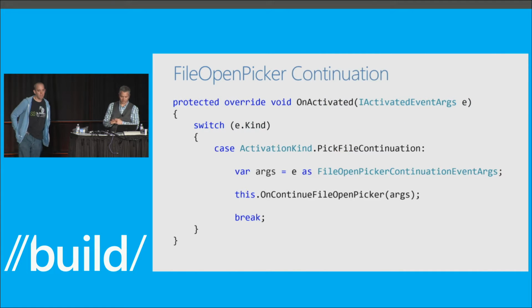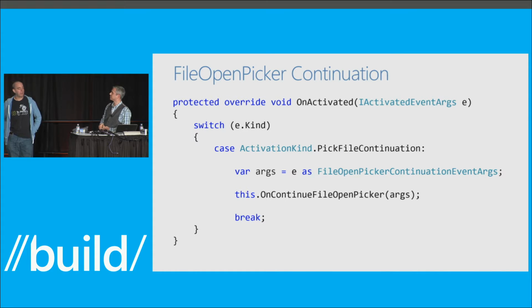So in the onActivated method, you are going to have to switch on the kind of activation that you've got. And so we can determine whether or not we've been activated for a file picker continuation. And here we're going to basically pass our event args into a method that we've written called onContinueFileOpenPicker. The onActivated method, by the way, is in AppXAML, right next to onLaunched or window created where we were talking before. And it's sitting right there waiting.